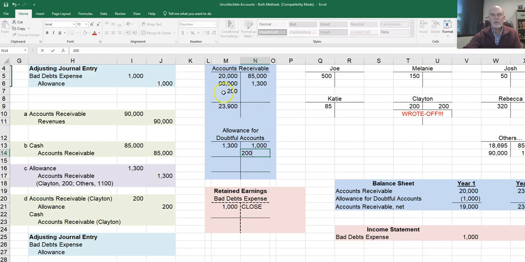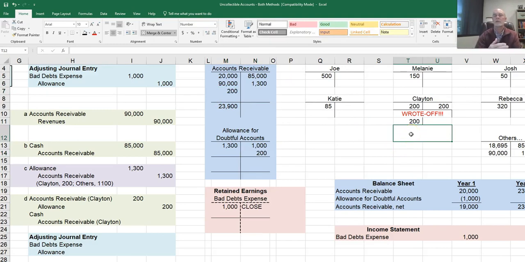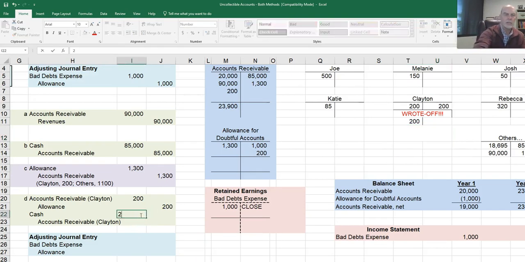And remember, anytime we do something to accounts receivable, we have to do it to the detail, and so we're going to debit Clayton's account for $200, and now his account is set back in with a debit balance. And, of course, he just paid us, so we need to record the collection. So we'll debit cash and credit accounts receivable.